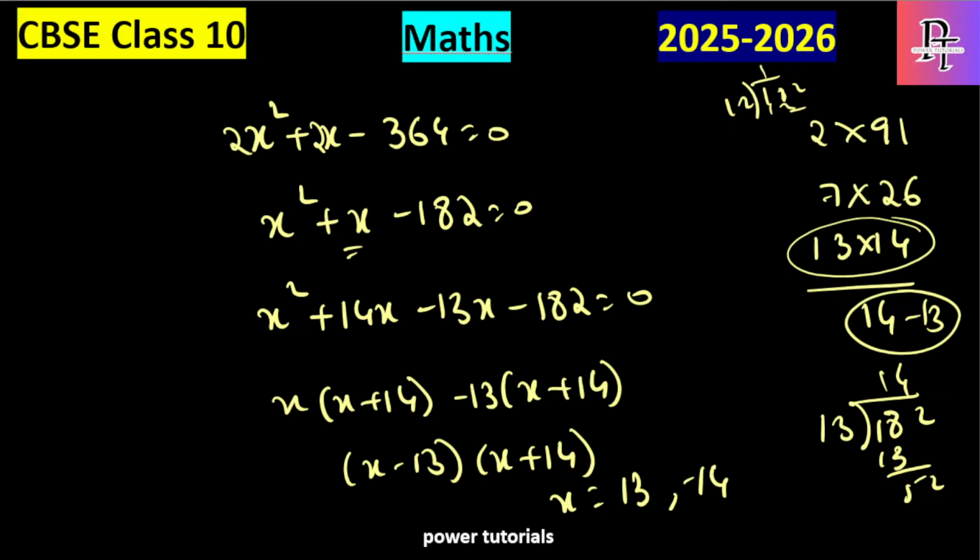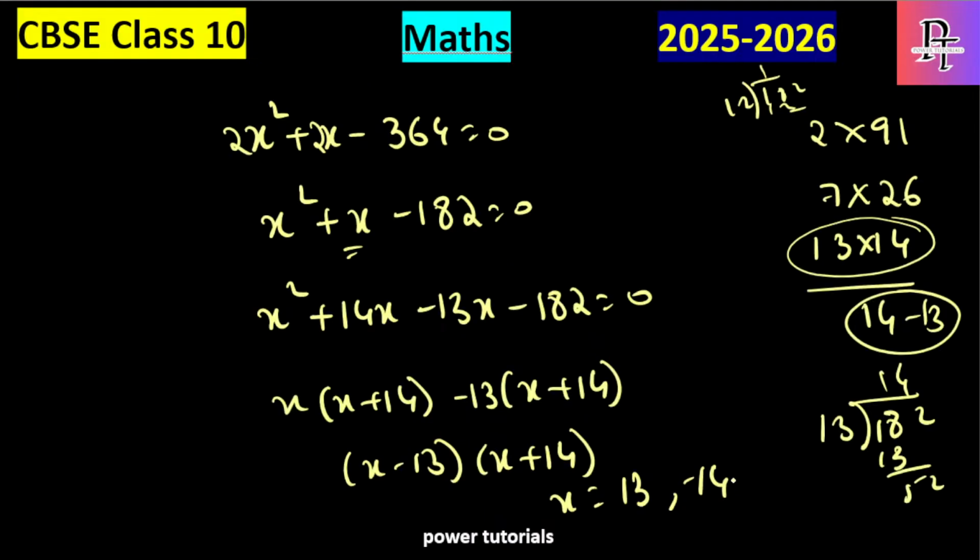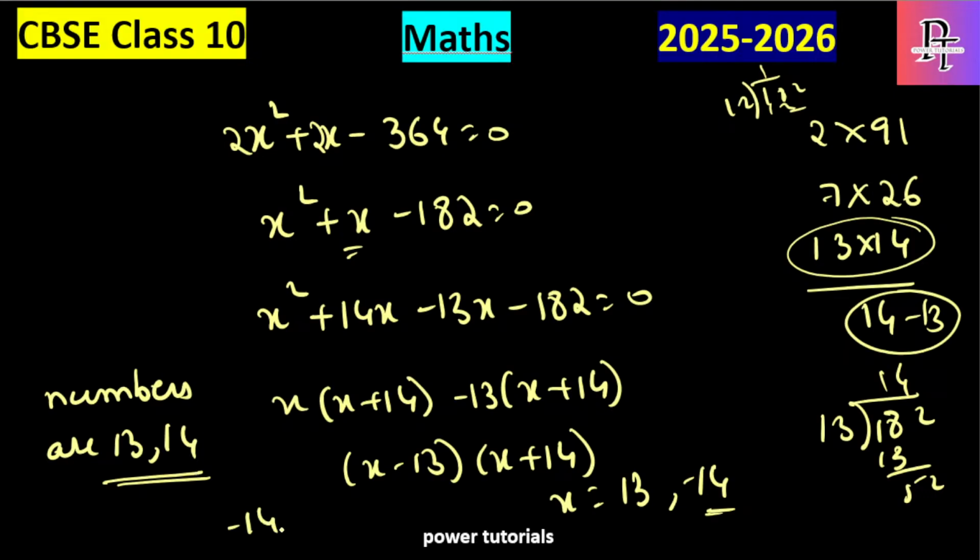So did they mention integers and natural numbers? They have mentioned clearly two consecutive positive integers. Positive means I should not consider the negative value. So the numbers are 13, 14. If they haven't mentioned positive and you can take negative also, then I can also say minus 14 and minus 13 are also correct. But they have clearly mentioned positive numbers, hence the numbers are only 13, 14.